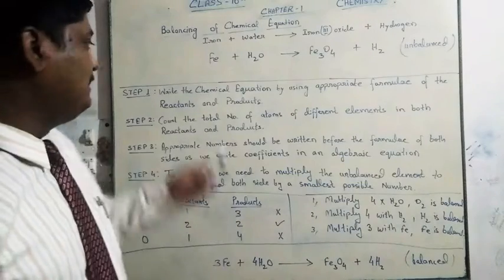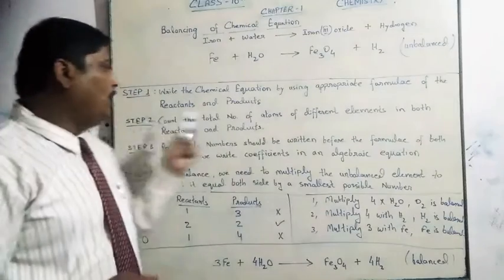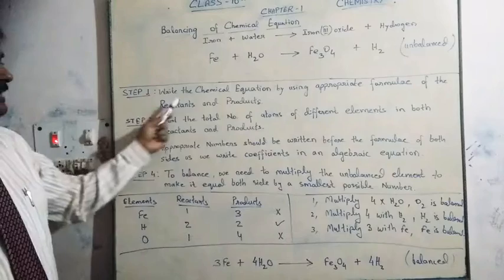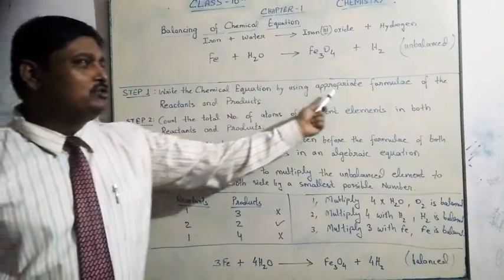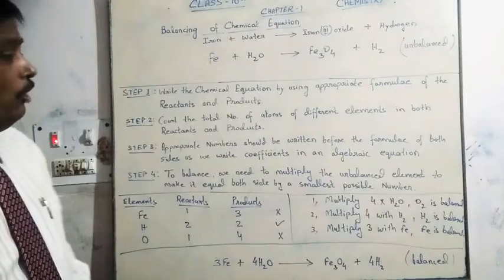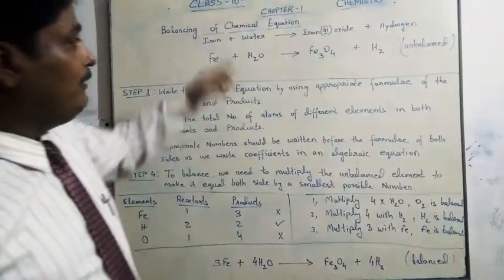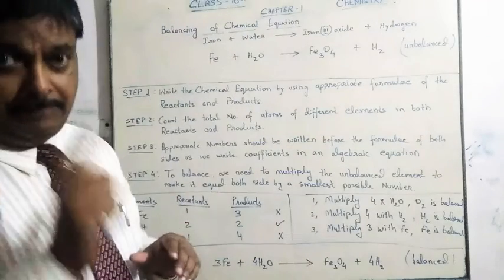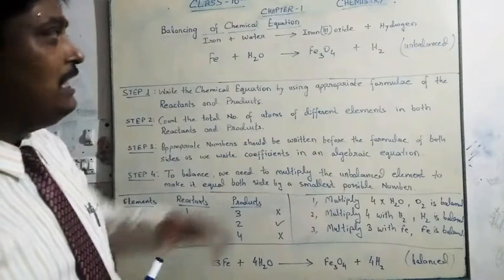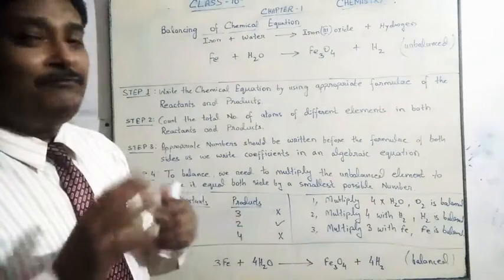The first step is to write the chemical equation using the appropriate formulas of the reactants and products. The first thing we should remember is that whatever the symbolic form of the compound, atoms or molecules, that cannot be changed. You should know the product.